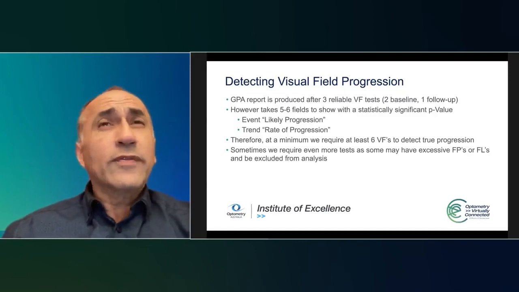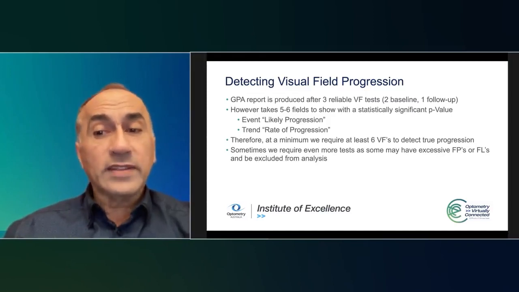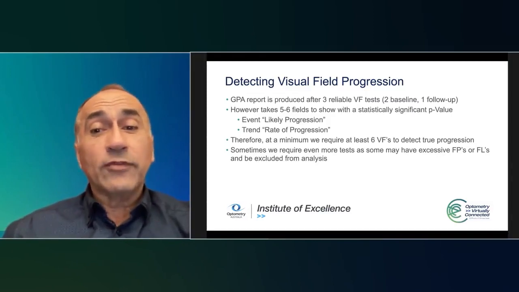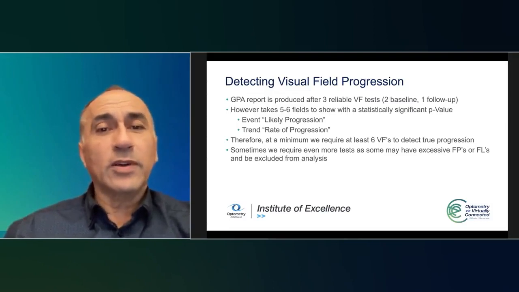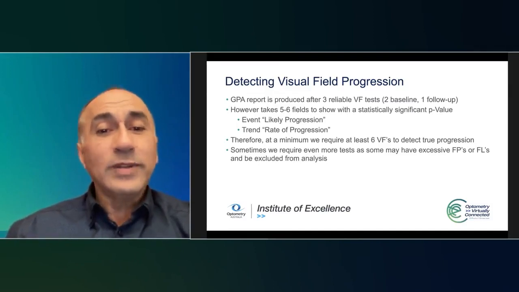Now, 6 is sort of the best case scenario. Sometimes we require even more tests because some tests have high false positives or high fixation losses, and the software actually won't analyze them. So sometimes I'll go to look up the GPA for a patient, and I'll have it for the left eye, but not the right eye, because they might have had high false positives and they don't have the 6 fields you need for the right eye, but they've got the 6 you need for the left eye. So sometimes we need 8 or 9 or even 10 fields before we'll get the statistical analysis in poor test takers.